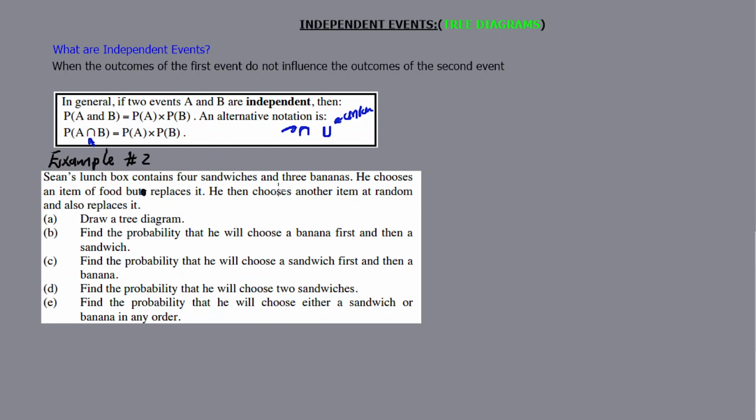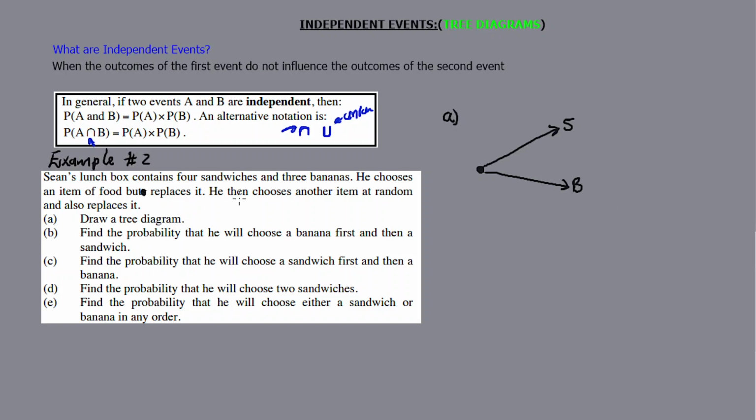Now, in A, let's do A. Draw a tree diagram. So we start again. Two things can happen for the first draw. When he chooses the first item, two things can happen. He can either take out a sandwich, let's represent the sandwich by S, or he can take out a banana. Let's represent this by B.